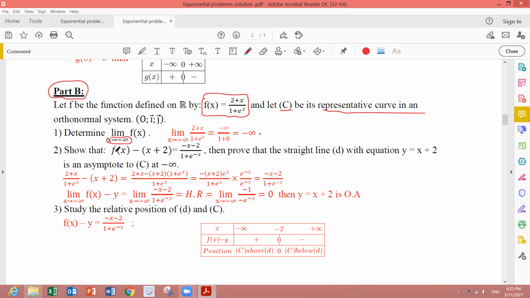Show that f(x) minus (x plus 2) equals (minus x minus 2) over (1 plus e to the minus x), and prove that the line D of equation y equals x plus 2 is an asymptote to C at minus infinity.